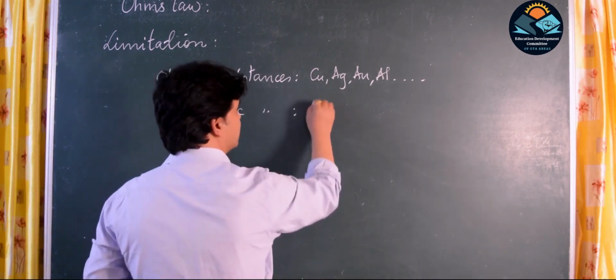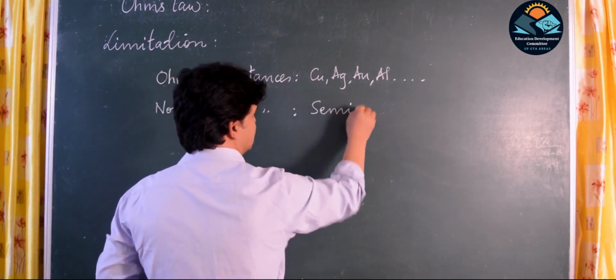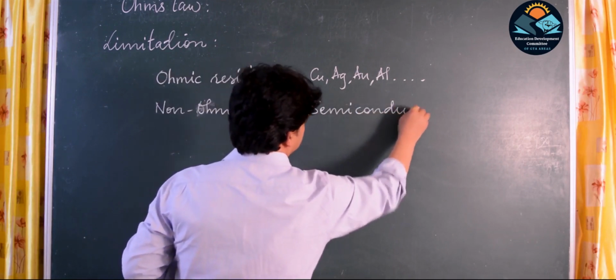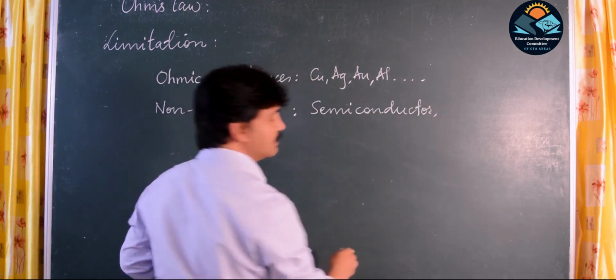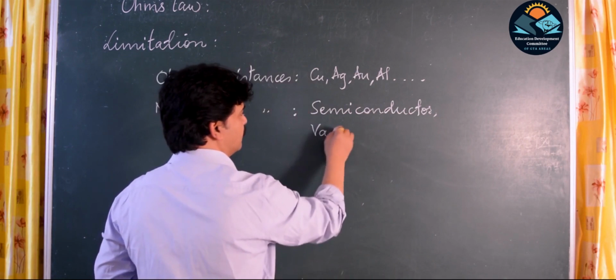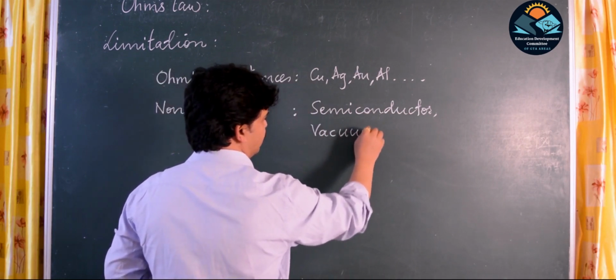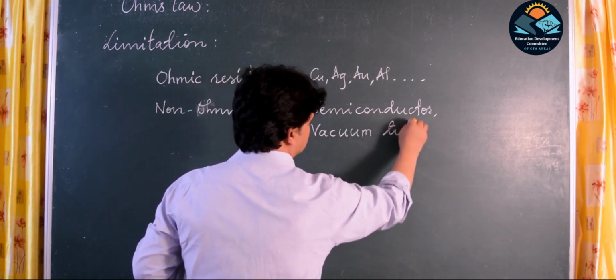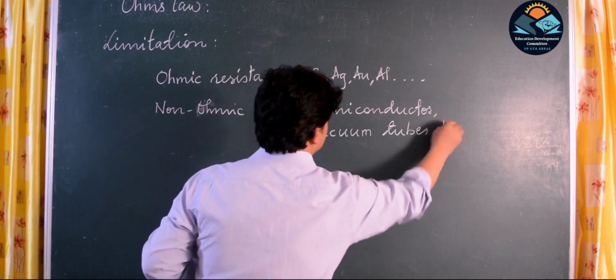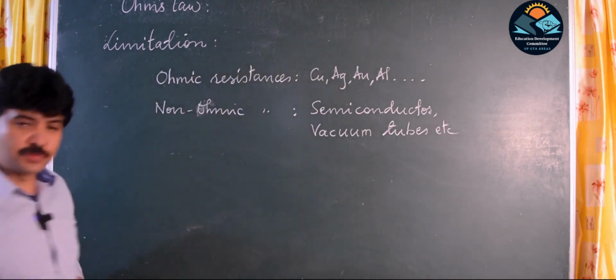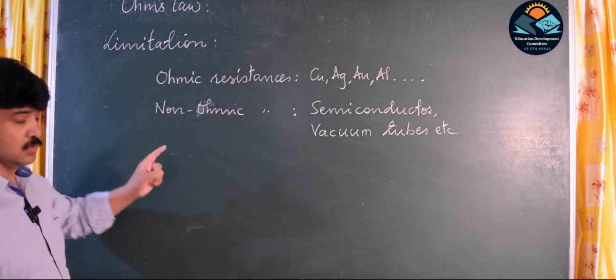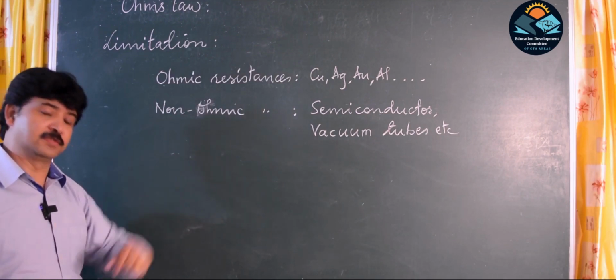like the semiconductors or vacuum tubes. So these are the things which do not follow Ohm's law.